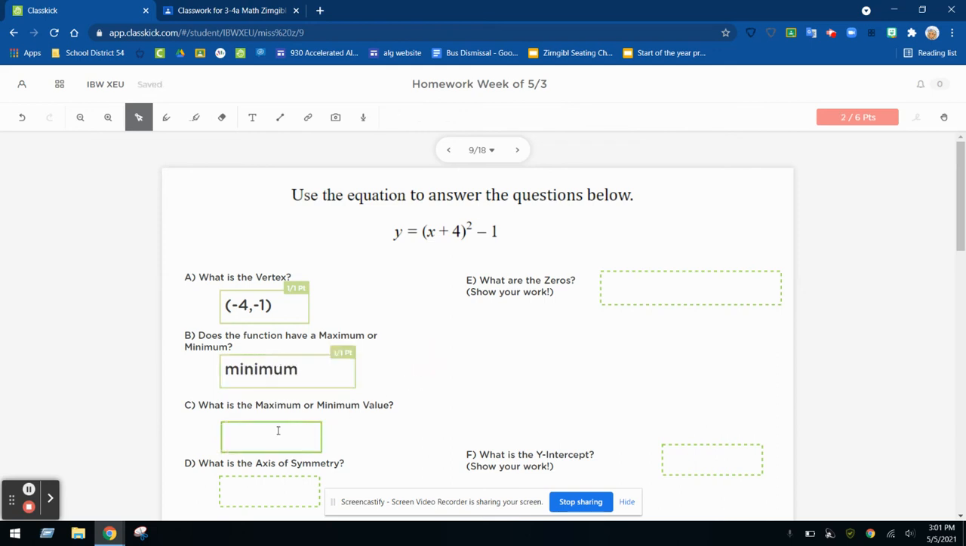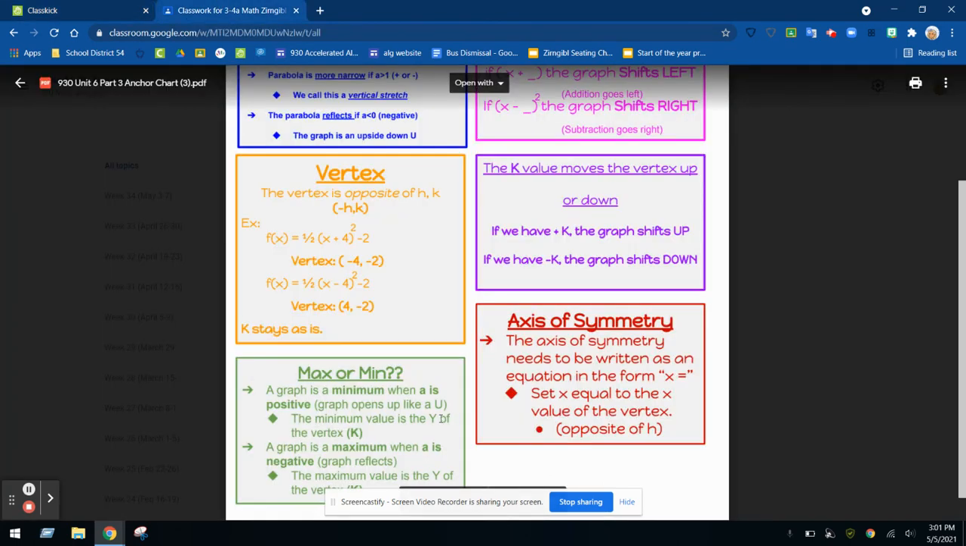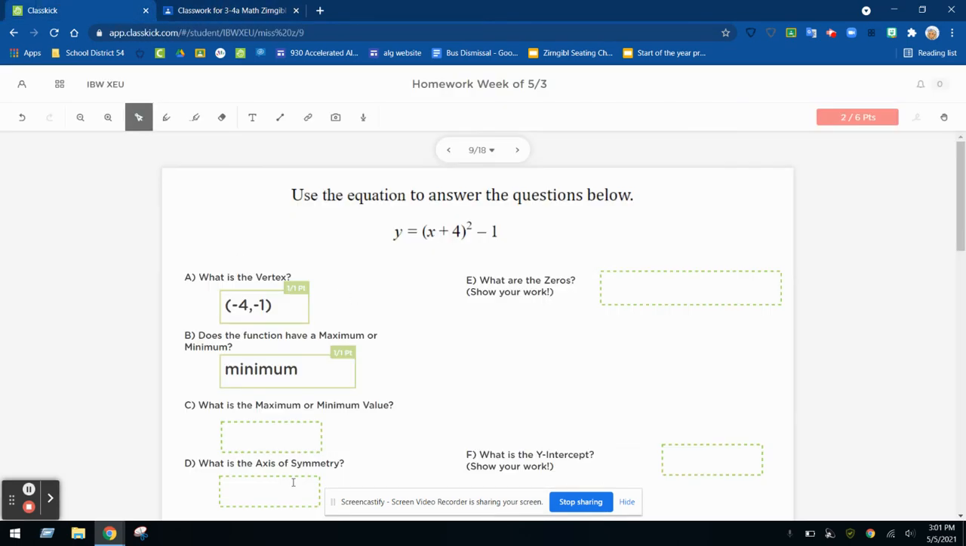What is the minimum value? We talked about how that is going to be the y of your vertex. So our vertex is -1, so it's going to be the -1. The axis of symmetry, we just said, is x equals our x coordinate, and the x is a -4, so our x equals -4.